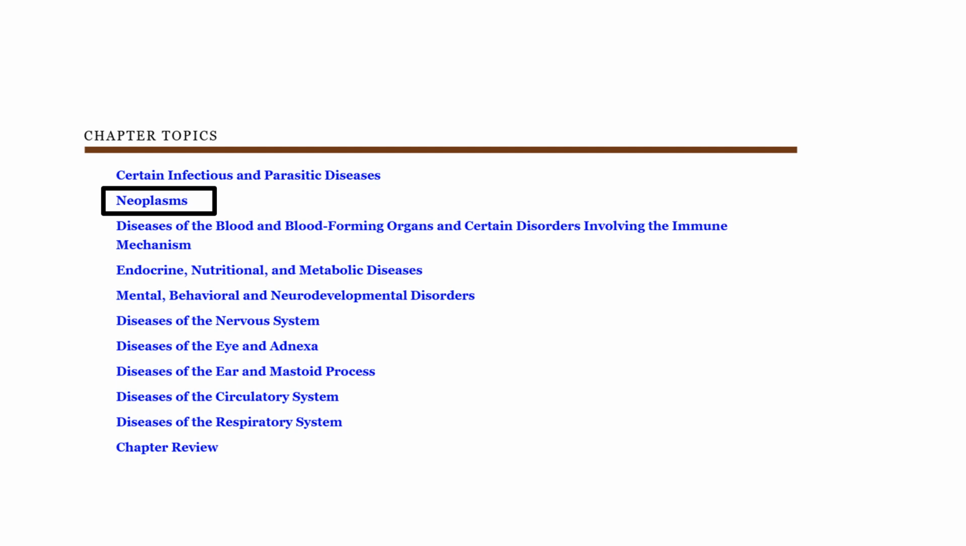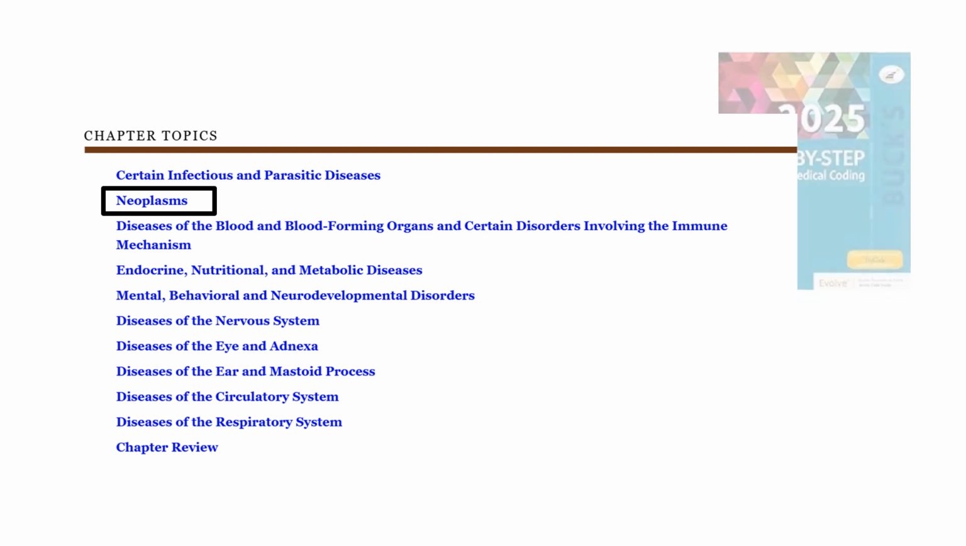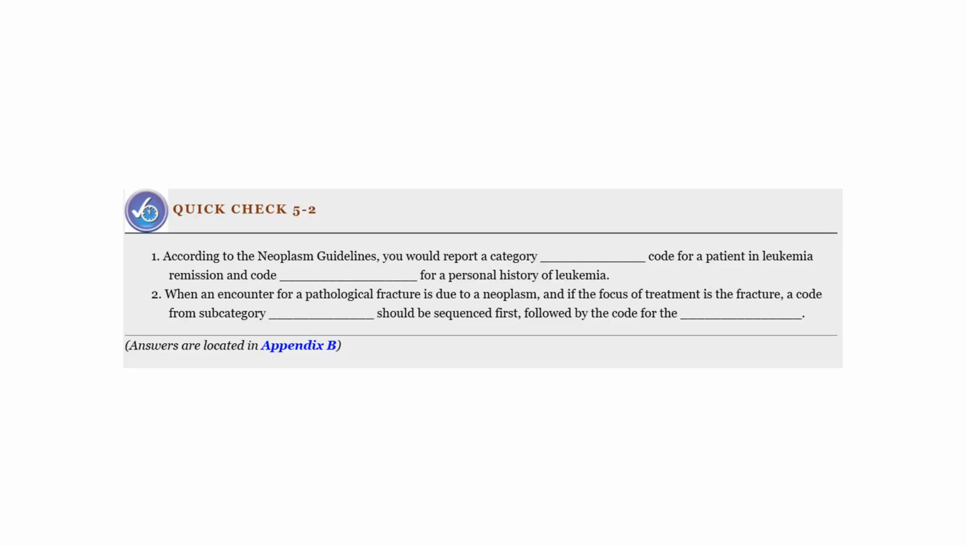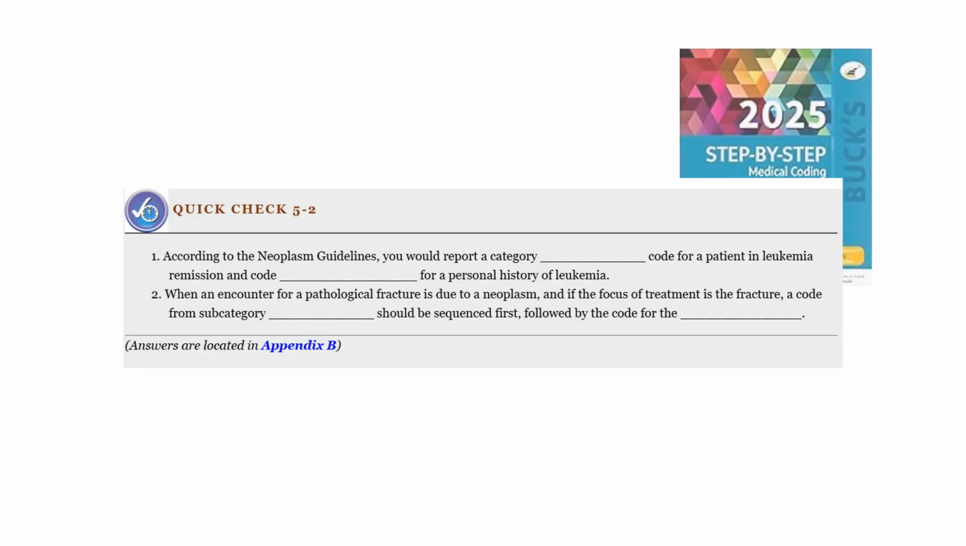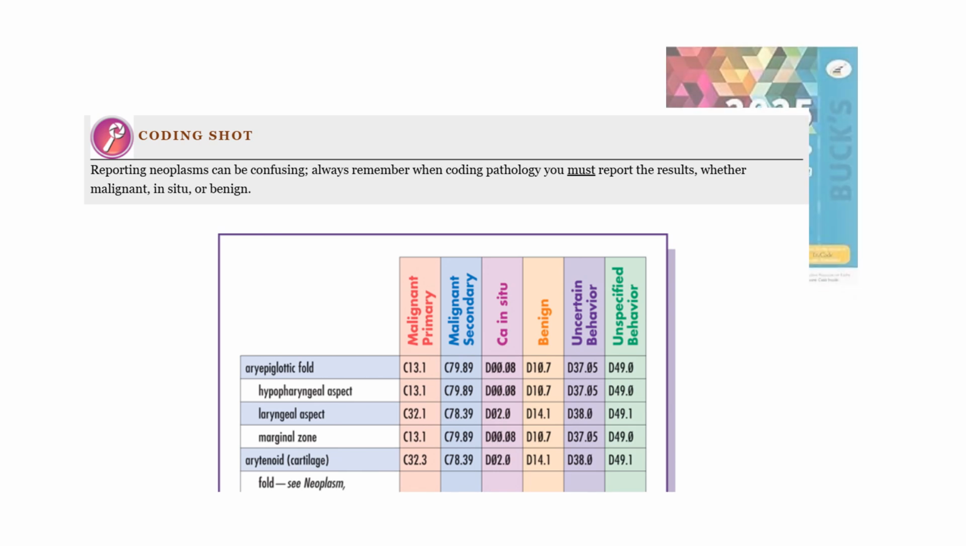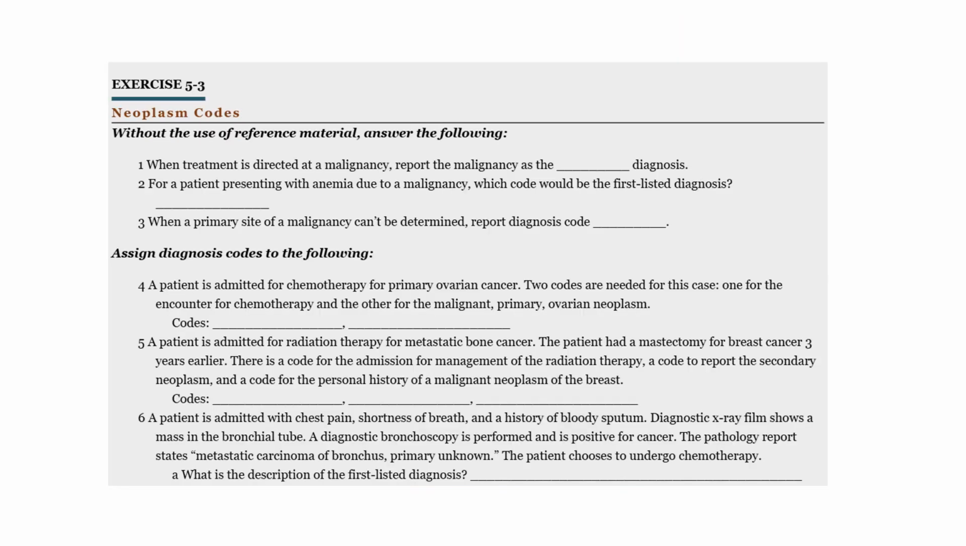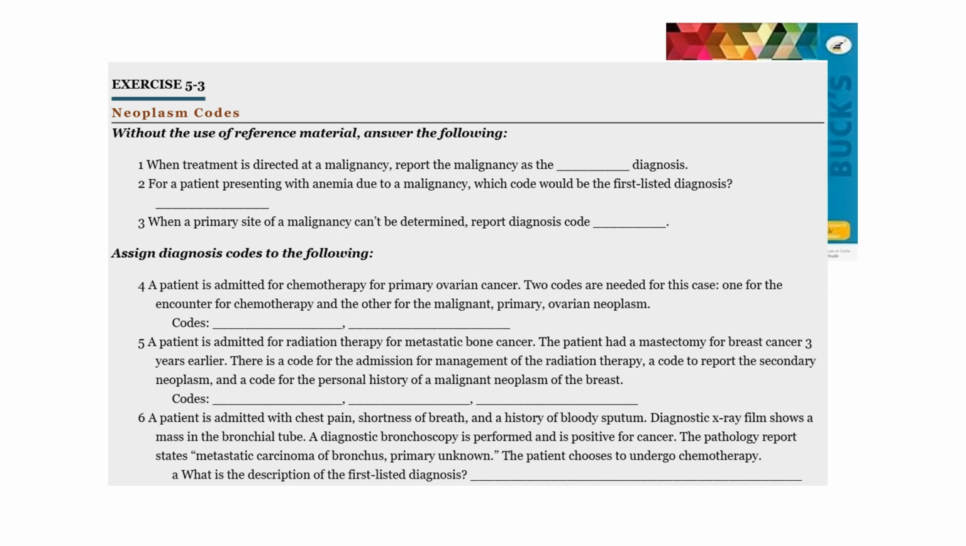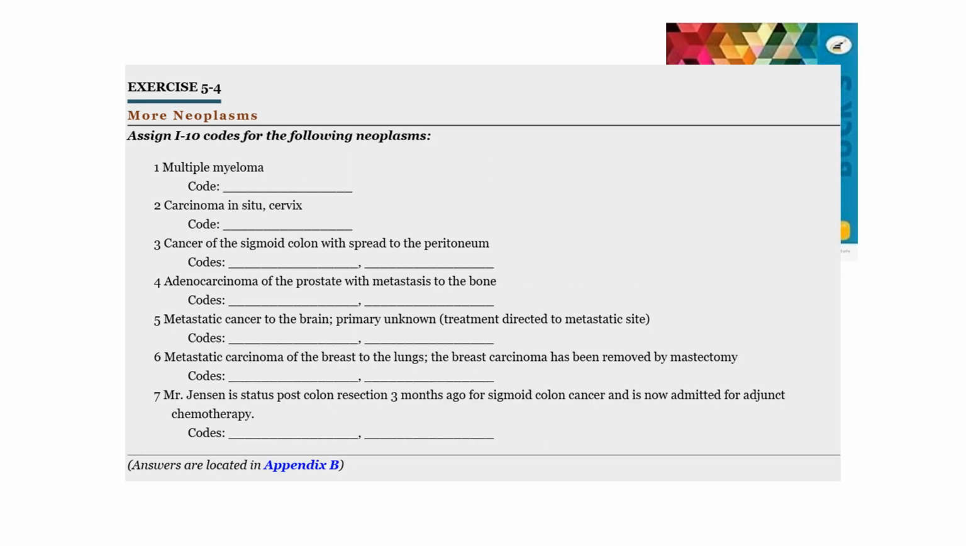They kind of clump a lot together, so just make sure you click on neoplasms, and don't forget to do the quick checks. I think there is a coding shot for you to reference to practice using the neoplasm chart. You've got some exercises 5.3 and I believe 5.4. And your answers are in Appendix B of your Buck's manual.